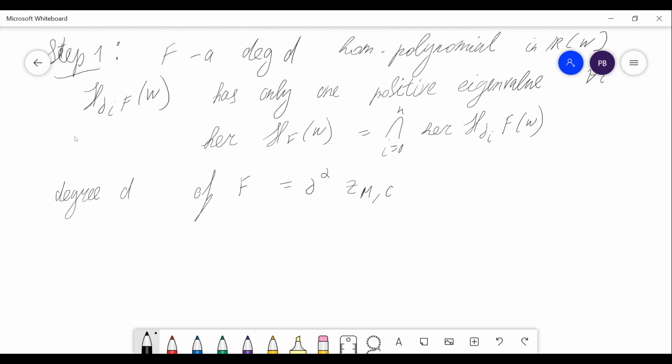So consider some f of degree m, there is d plus 1. We can use this step 1 to note that the Hessian of any derivative of f will be non-singular and has exactly one positive eigenvalue.